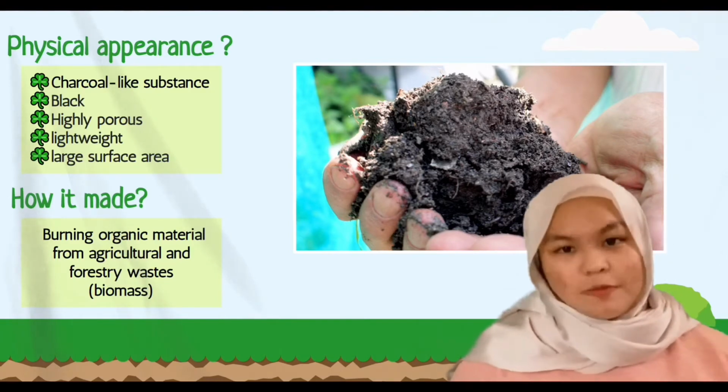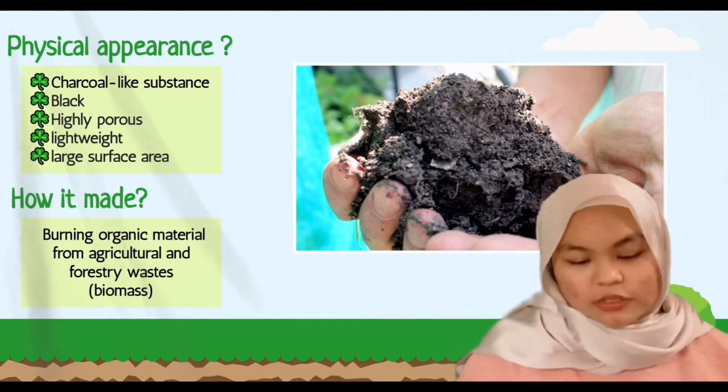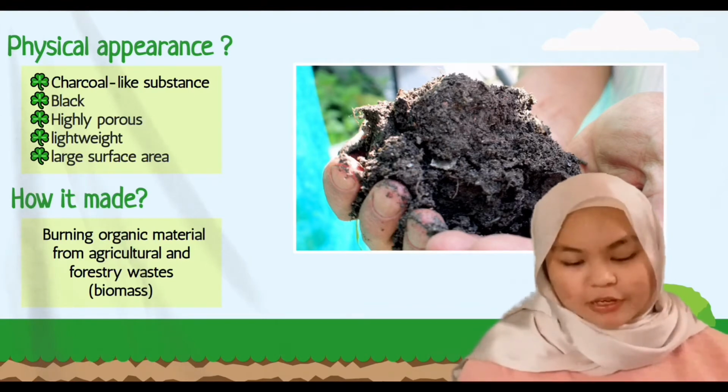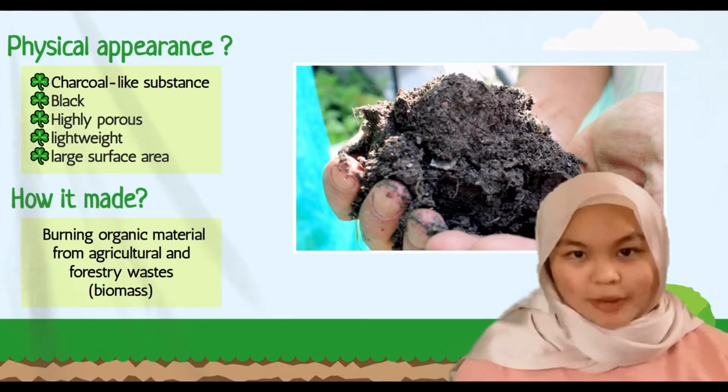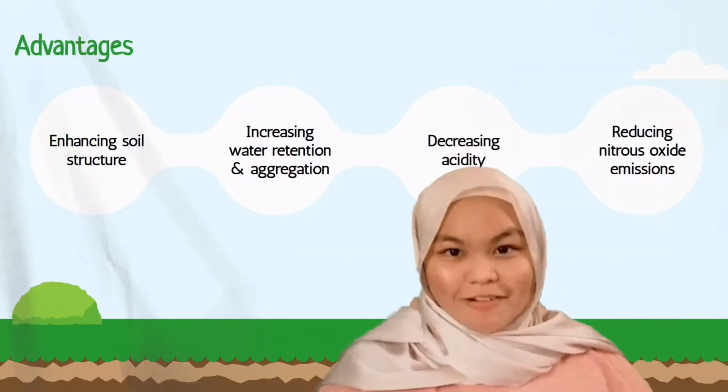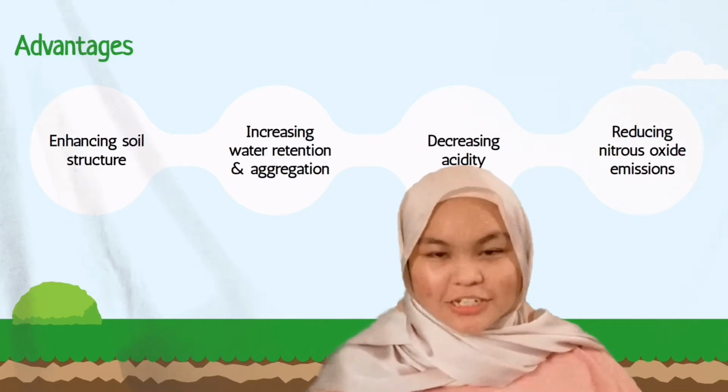How can we make biochar? We can make biochar by burning organic material from agriculture and forestry waste, which we call biomass. Now, we continue with the advantages of biochar.